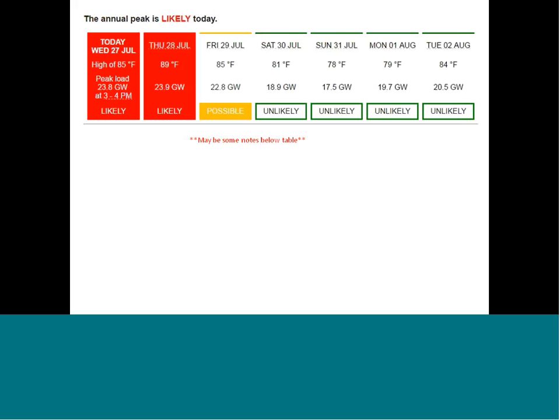This is an exception, I think. Most weeks you'll probably see a lot of green, a lot of these unlikelies, with an occasional spike up. But this represented a period towards the end of July where we had a few hot days in a row. So you can see that this tells you the date. It tells you what the expected high temperature is, what the peak load or peak demand for the system is expected to be, and for today, it always tells you what hour we expect it to be. And then on the bottom is the rating.